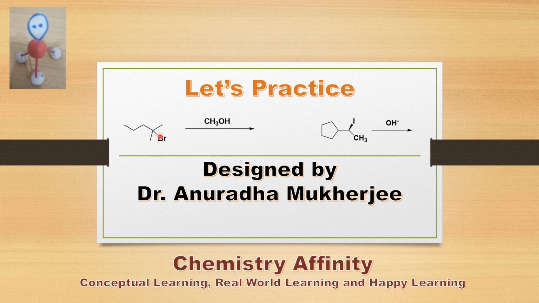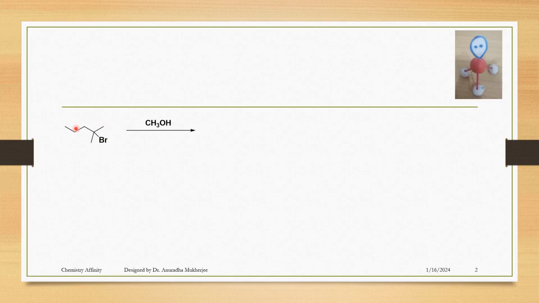In this video, I am going to explain two organic chemistry practice problems based on reaction mechanism. This substrate is treated with methanol. Bromine is a leaving group.